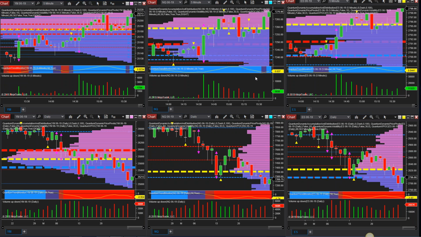So three of them are pretty similar, trying to move to the upside, and you can see that the daily candle is pretty much the same to the downside as well.